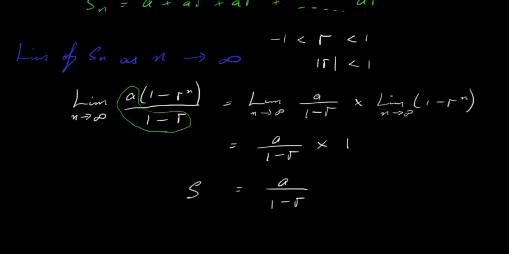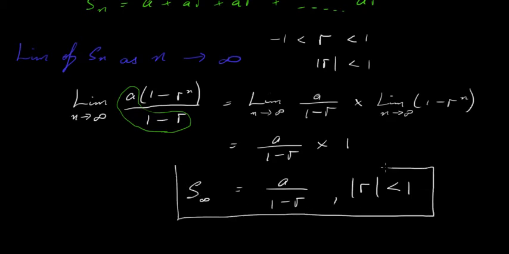This is going to be our S infinity, because n is going to go out to infinity. So the sum to infinity of any particular series, as it goes out to infinity, will be a over 1 minus r. And r, remember, has to be a proper fraction. The modulus of r has to be less than 1. r has to be somewhere between minus 1 and 1. So this is the formula we're going to use to work out the sum to infinity of any particular series.